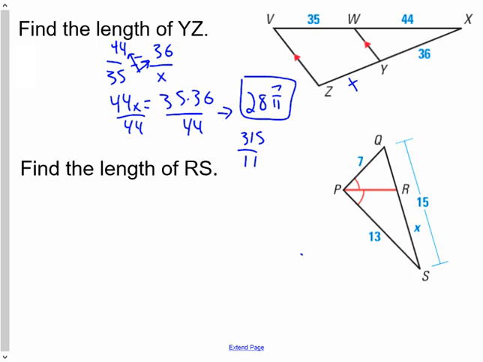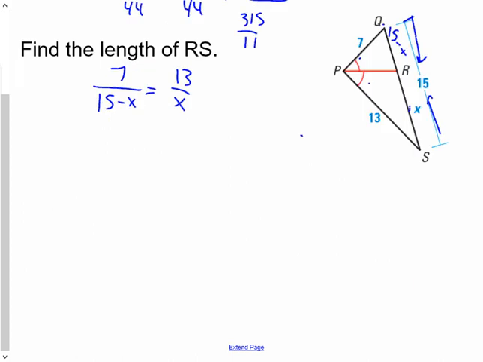Over here, I like how this bottom one works because it's more about how you can be creative in solving. We've got 7 and 13 on the angle bisector, and then we know this whole long side of the triangle is 15, and then we're looking just for x over here. This segment is 15 minus x then. So now I can do the same proportion. 7 to 15 minus x equals 13 to x. And we can cross multiply and divide to solve.